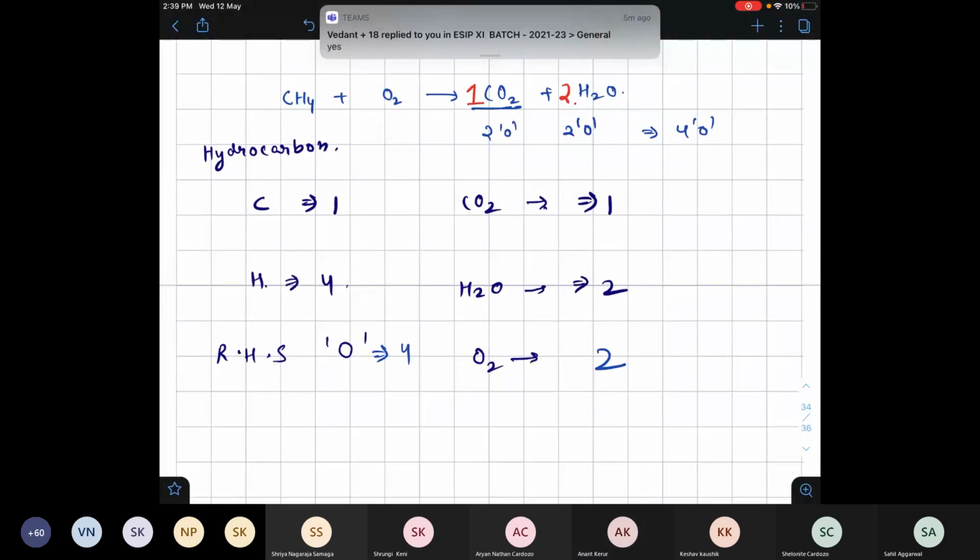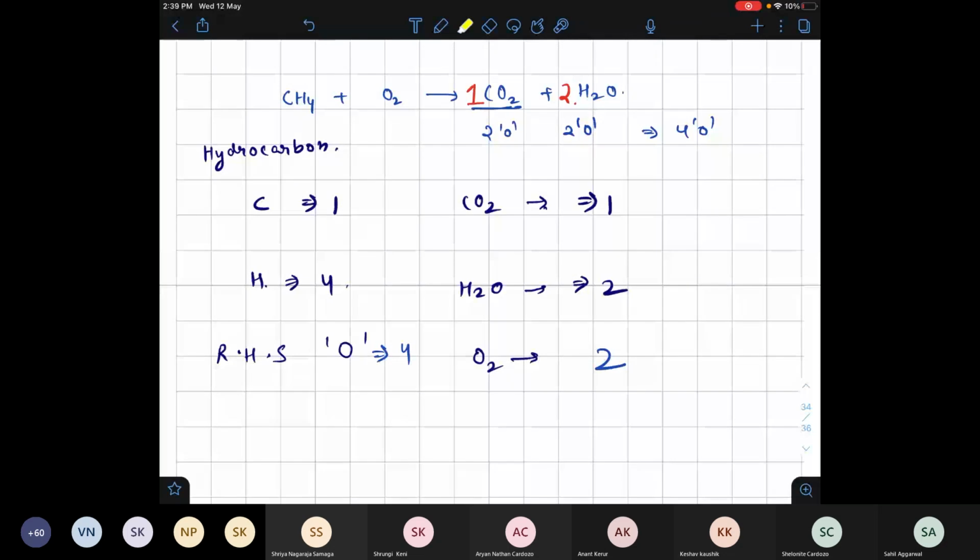Yes, sir. So if number of oxygen right hand side is 4, then O2 will be how much? 2. Any doubt?